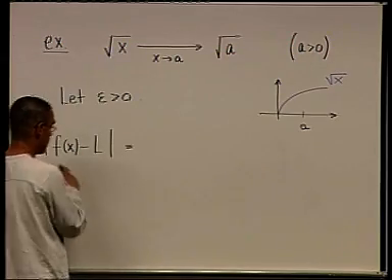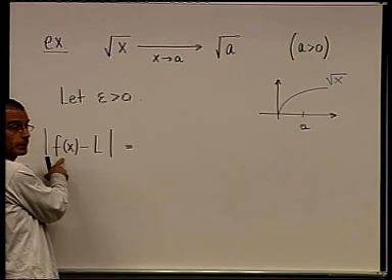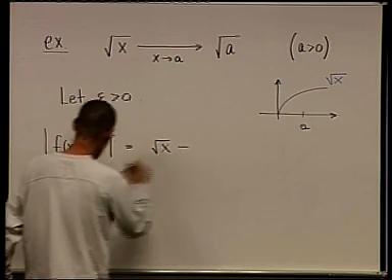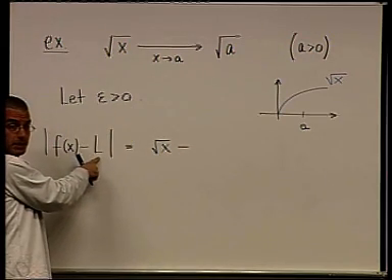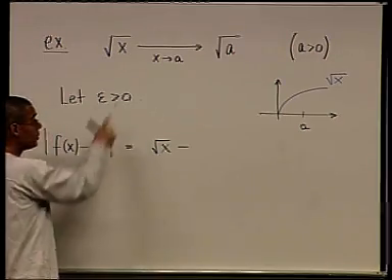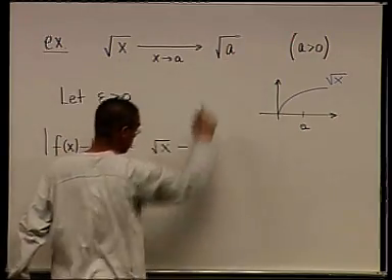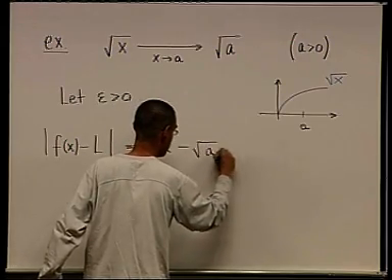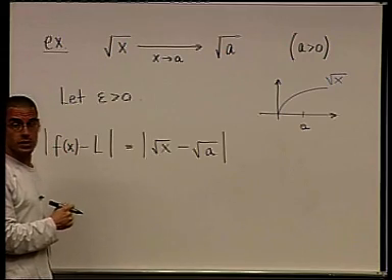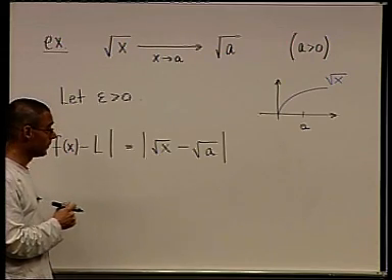What is f(x) in this example? Root x, correct. What is L? What are we claiming the limit is? 0? No. Root a. This is L. So this is |f(x) - L|. We want to show that this is small, that this is less than epsilon.